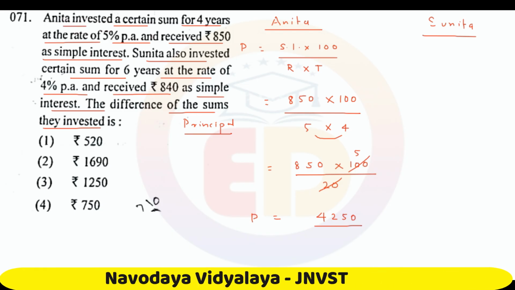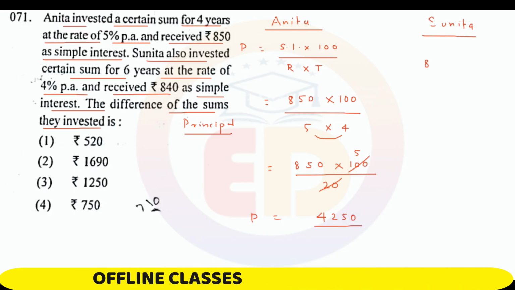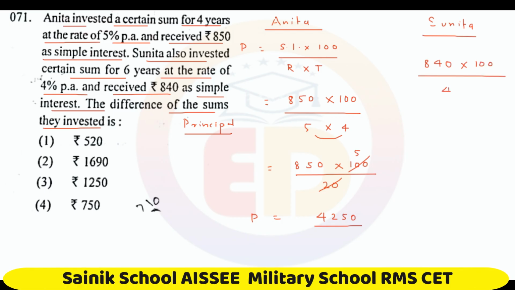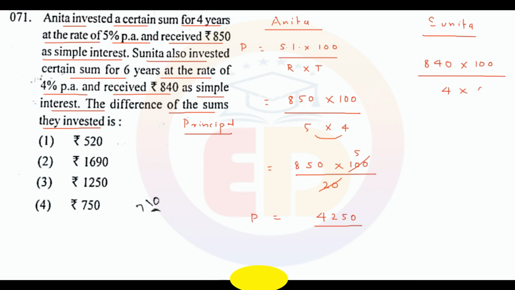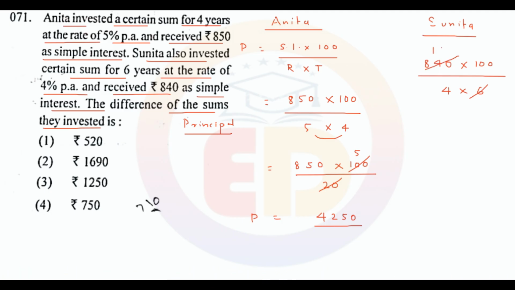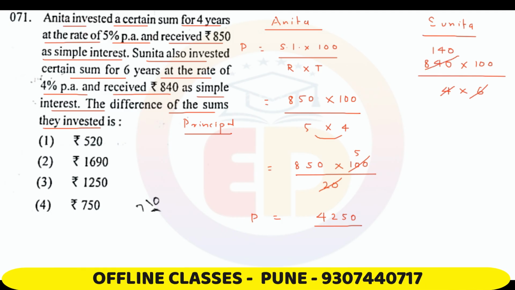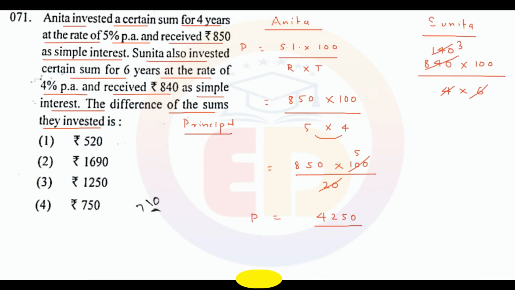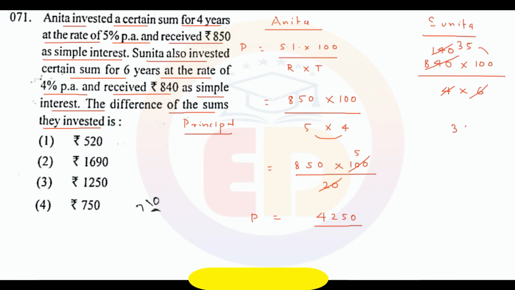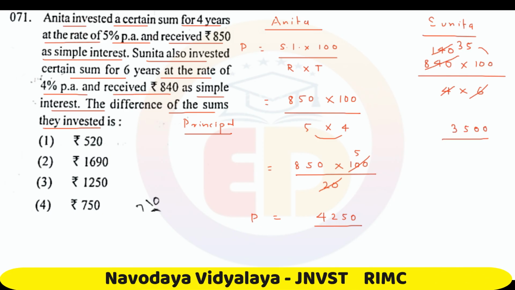Let us calculate the principal amount of Sunita. Same formula for Sunita. The simple interest is 840 multiplied by 100. Rate of interest is 4%. Time is 6 years. Divide 6 and 84. It is 14. Add a 0. Divide 4 and 140. It is 35. In the numerator, 35 into 100 is 3,500. So principal of Sunita is 3,500.